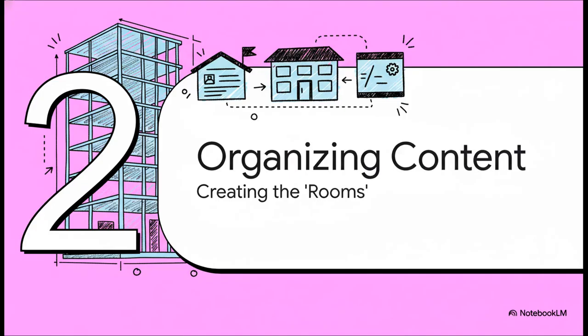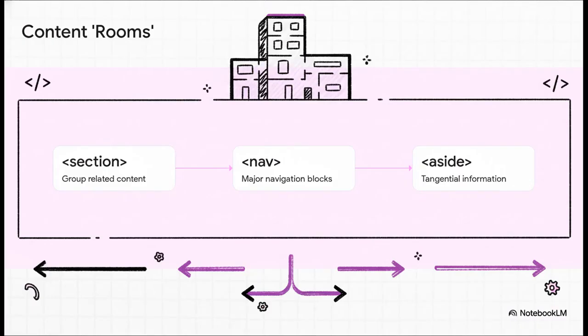Okay, so we've got our blueprint. The main structure is there. Now it's time to actually build out the rooms inside. How do we start organizing all the content that's going to live within that main structure? To do that, we've got three really important tools in our toolbox. Section for grouping related chunks of content, Nav specifically for our main navigation menus, and Aside for extra stuff that's related but not part of the main flow.